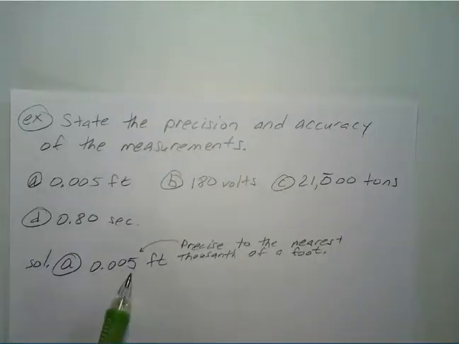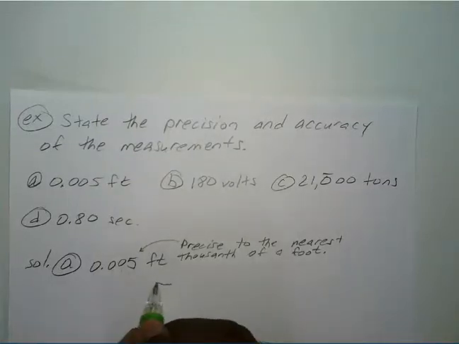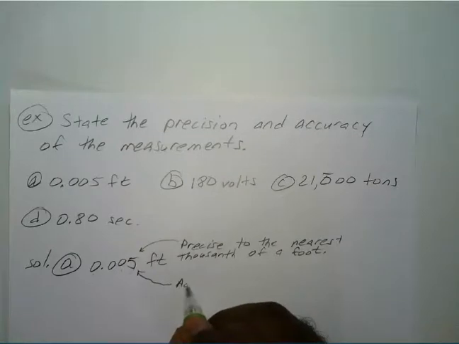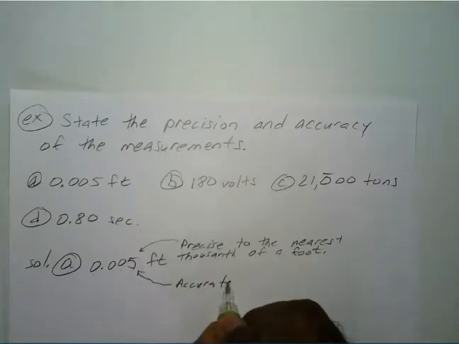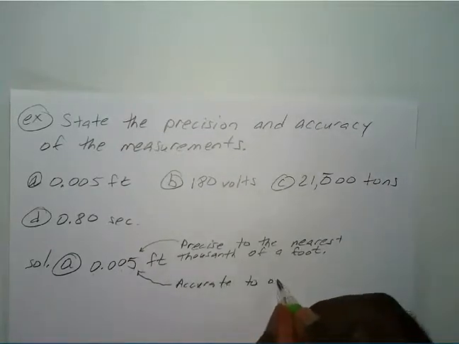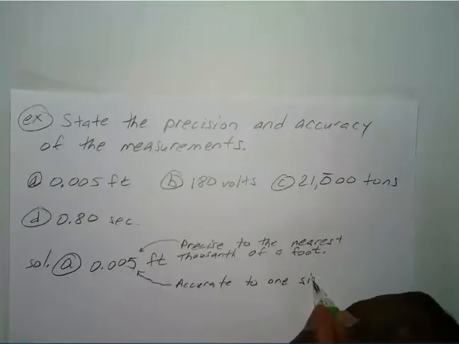And how many significant digits do we have? Well, we only have 1 significant digit. So that means it's accurate to one significant digit.